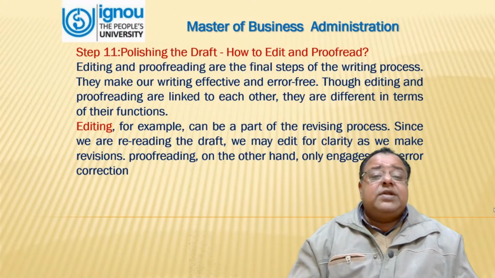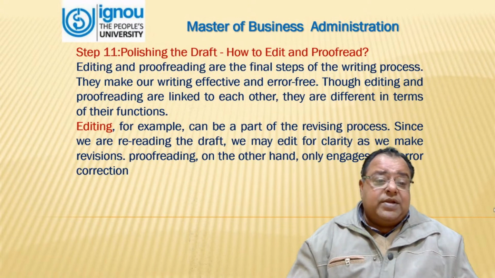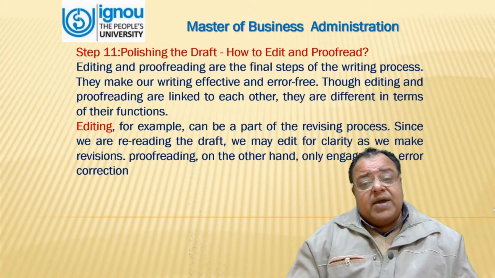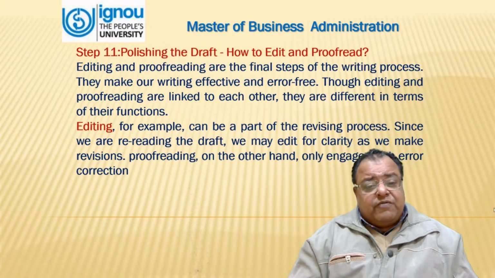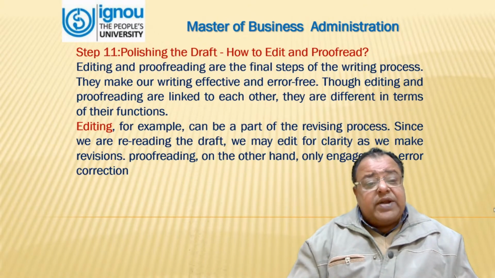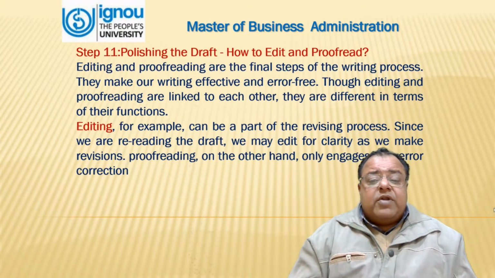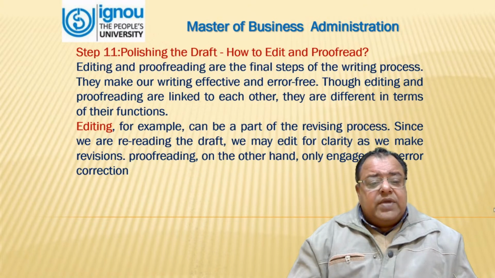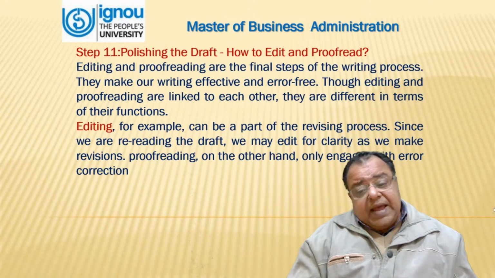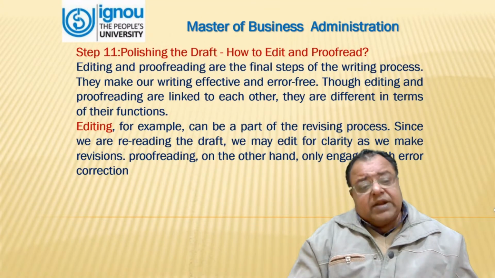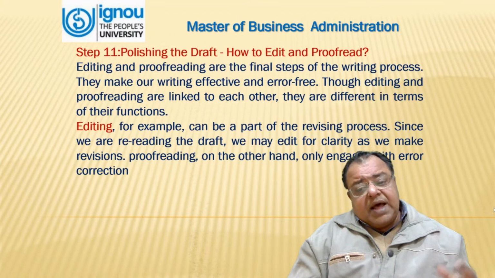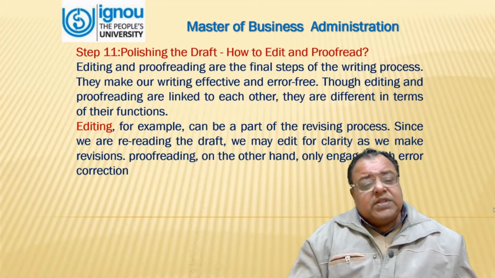Step 11 is polishing the draft: how to edit and proofread. Editing and proofreading are the final steps of the writing process. They make our writing effective and error free. Though editing and proofreading are linked to each other, they are different in terms of their functions. Editing, for example, can be a part of the revising process. While we are rereading the draft, we may edit it for clarity as we make revisions. Proofreading, on the other hand, only deals with error correction.